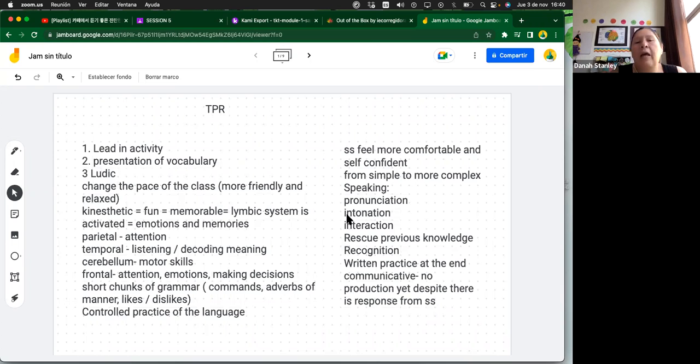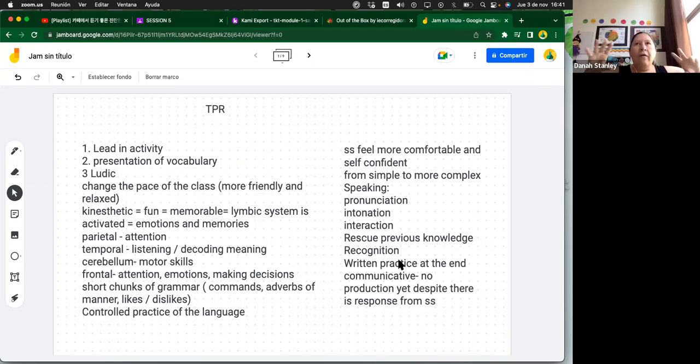So in this case, because they are just listening at the beginning, they can be paying attention, or they can be taught in terms of pronunciation, intonation, interaction. Also, you can rescue previous knowledge. In the case of likes and dislikes, she was rescuing this previous knowledge, or she was activating their schemata. They are recognizing, they are making this inference.